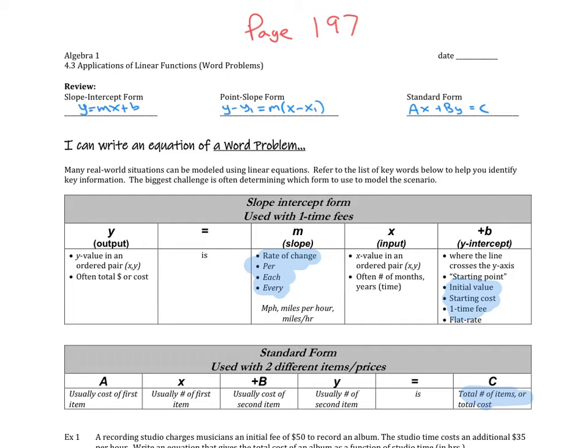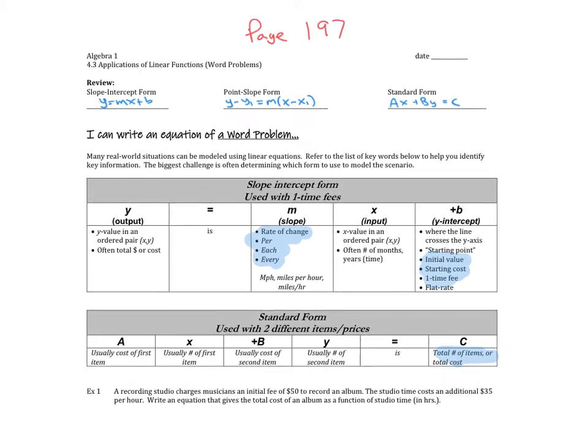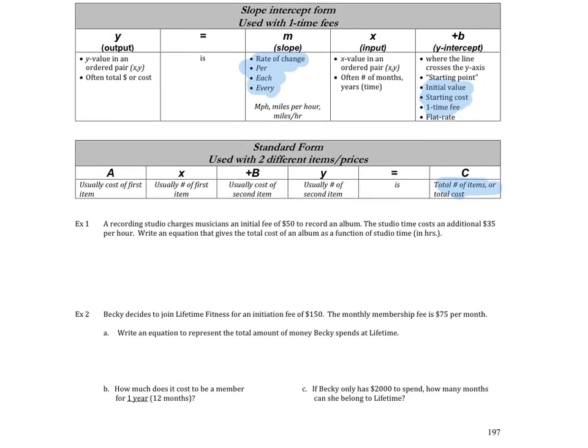Notice at the top I've got my three forms written down: slope-intercept form, point-slope form, standard form. For these word problems, we're not very often going to use point-slope form. It'll be slope-intercept or standard form. And I know it's been a minute since we've seen standard form, so let's try a couple problems here.